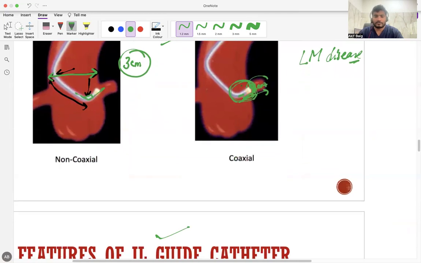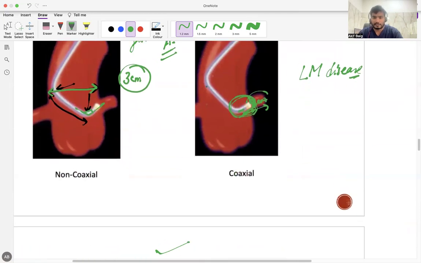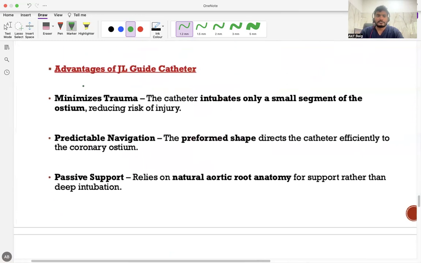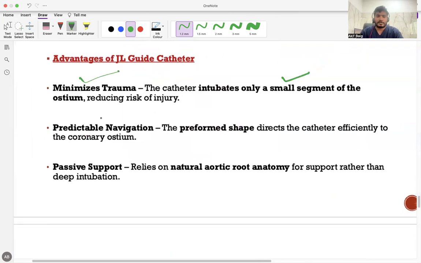But a limitation because of this is that whenever you pass a catheter here, because of this acute 90-degree angle, passing balloons, bigger balloons or bigger stents can always be difficult. Advantages: it minimizes trauma because it only incorporates a small segment of the ostium, so the risk of injury to the vessel is less. Predictable navigation, as I said already: the shape itself is designed such that it directly goes and sits into the coronary ostium.